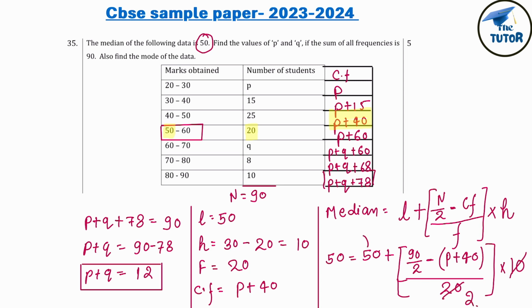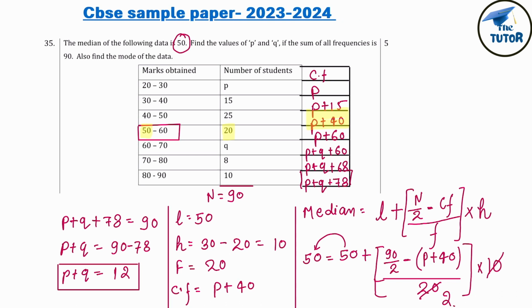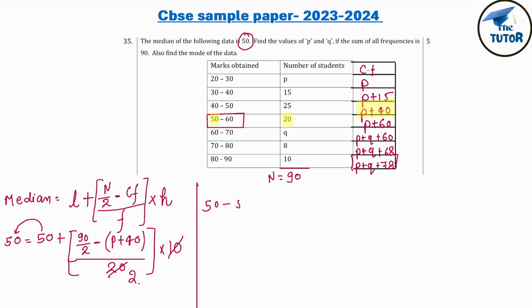Now see, this 10 will cancel 20 simply in 2 times. Here this 50 will go to the left side, will get subtracted. Okay, so here you will get 50 minus 50, 90 over 2, that is 45, minus P minus 40, this whole divided by, of course, 2, because this 10 cancelled 20 in 2 times. Now here on the left hand side you have 0, equal to 45 minus P minus 40, so minus P plus 5, whole divided by 2.